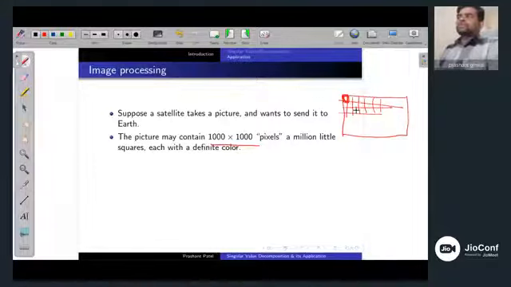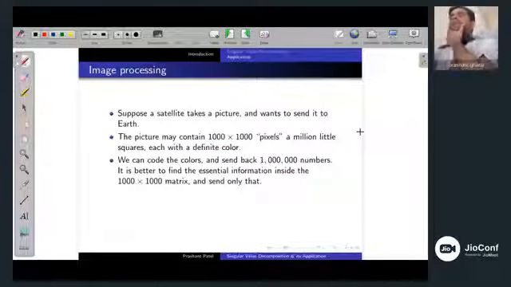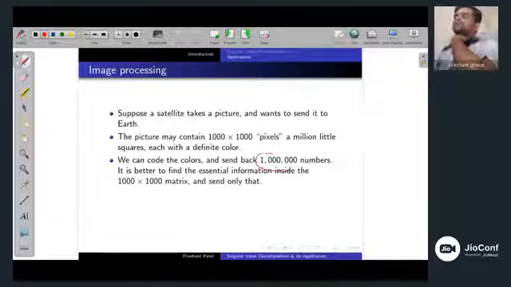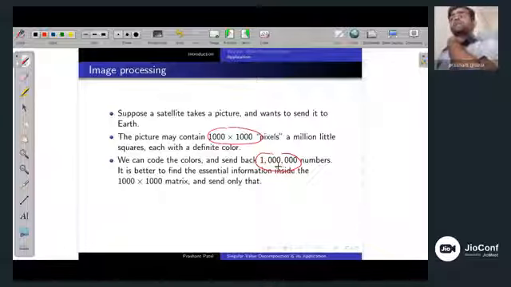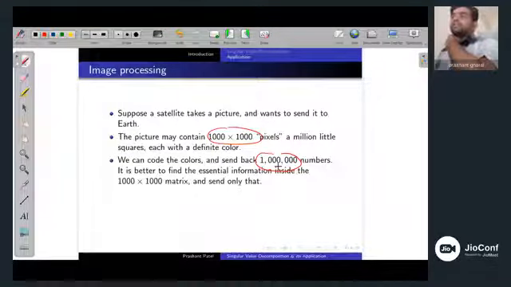So this picture the satellite wants to send to the earth. But we could code the color and send this many numbers, because this multiplied by this will be this many numbers, and that many numbers need to be transferred from satellite to earth, and it will take lots of time, because the satellite takes pictures very frequently, so it is a huge amount of data.